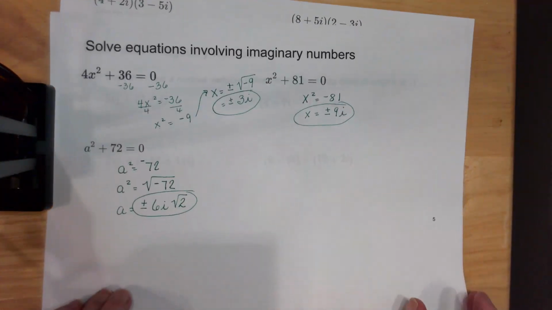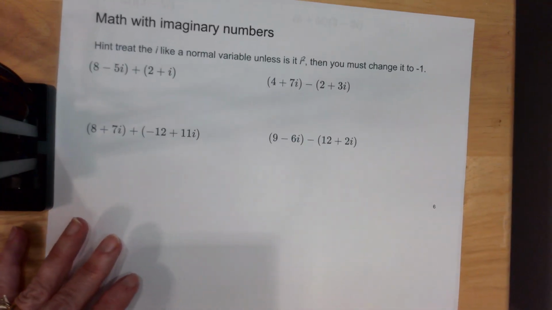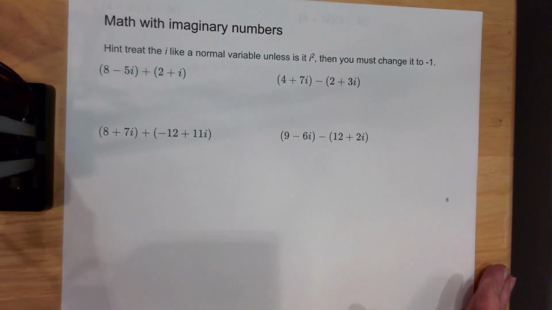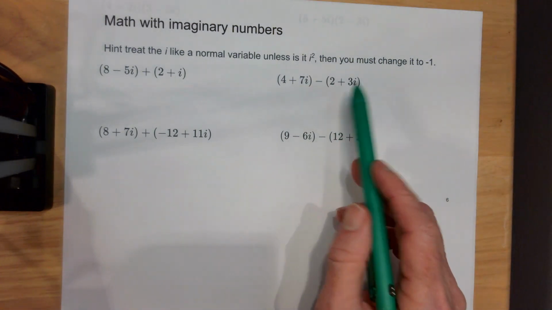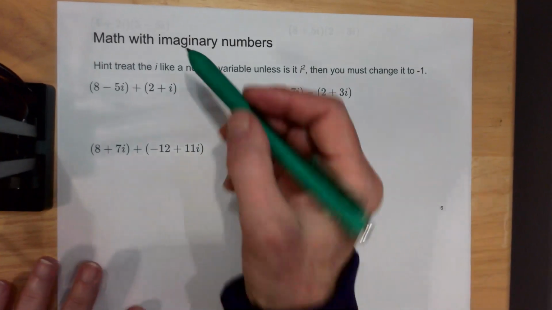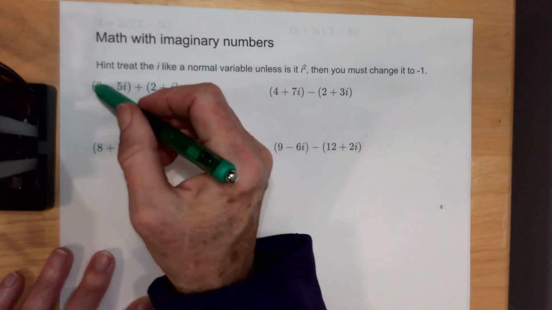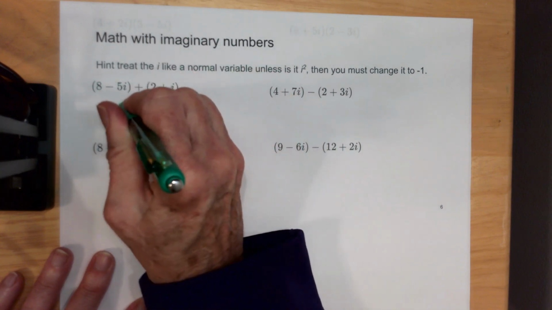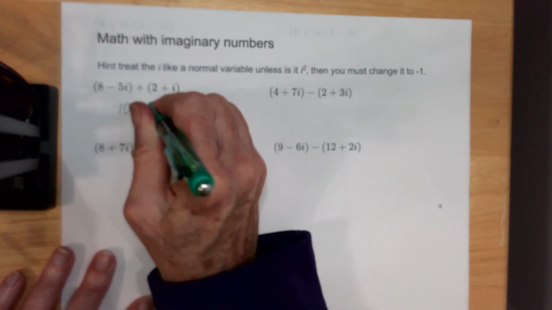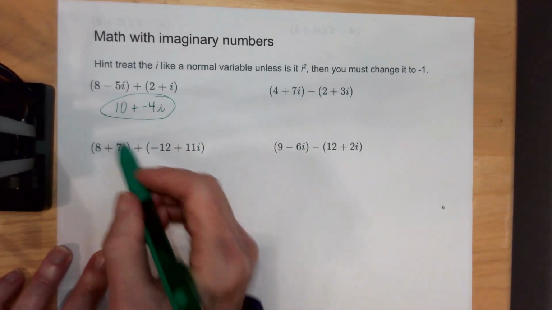All right. Then you can do just normal math with imaginary numbers. And more or less, you're just going to treat them like variables. The only time you don't treat it like a variable is if you have i squared. And if you have i squared, you always have to change it to a -1. So this is just addition. If you looked at that as like a variable, you add the like terms. So that's going to be a 10. And then I have a -5i and a positive i, which is a -4i.